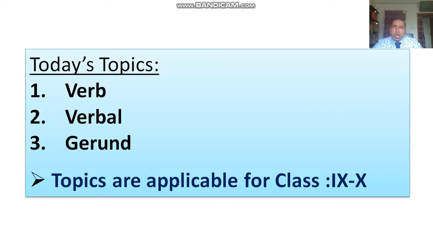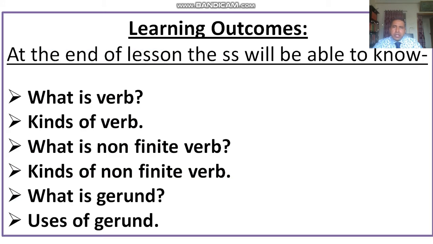So, dear students, you have followed already two actions. So, you know actions mean verb. So, today our topics are verb, verbal, gerund. Topics are applicable for class 9 and 10. Dear students, you should know the learning outcomes of the lesson.